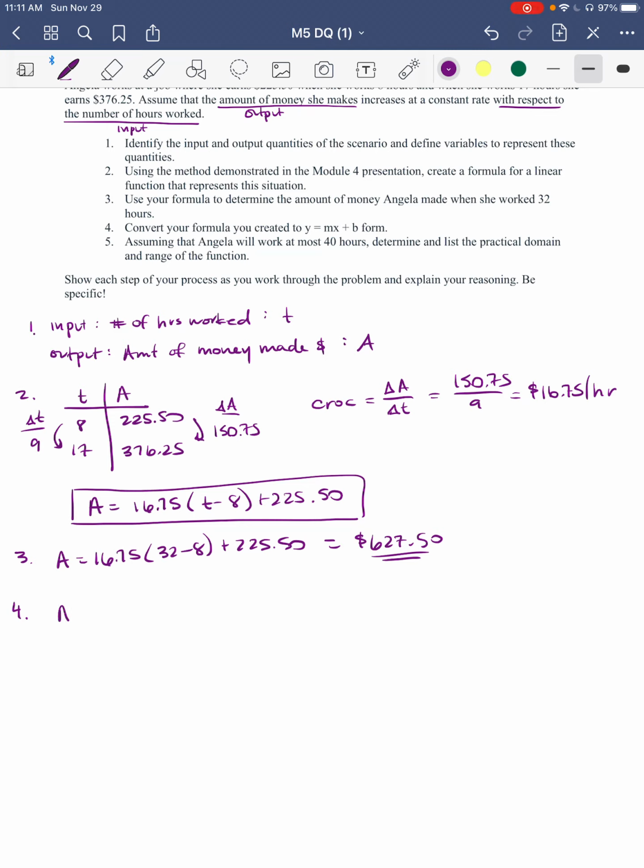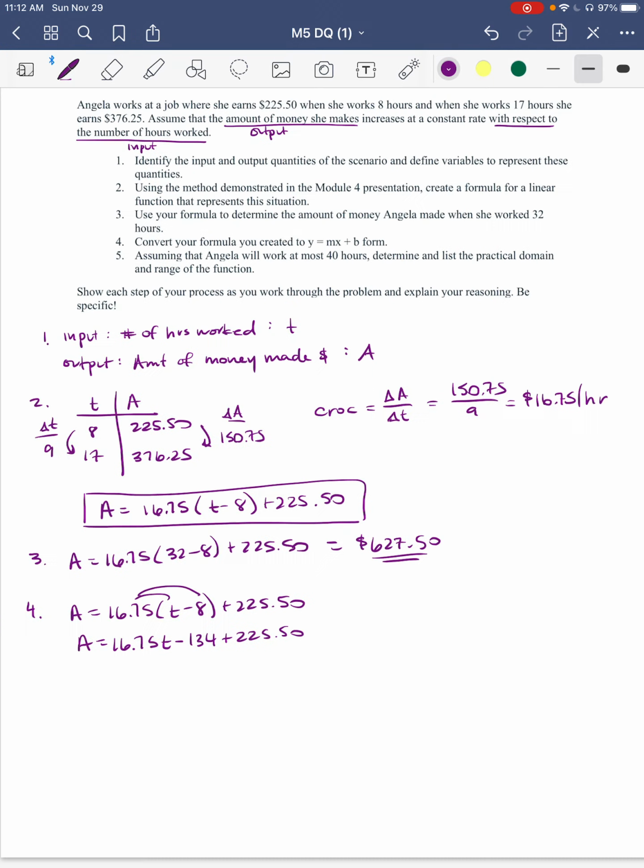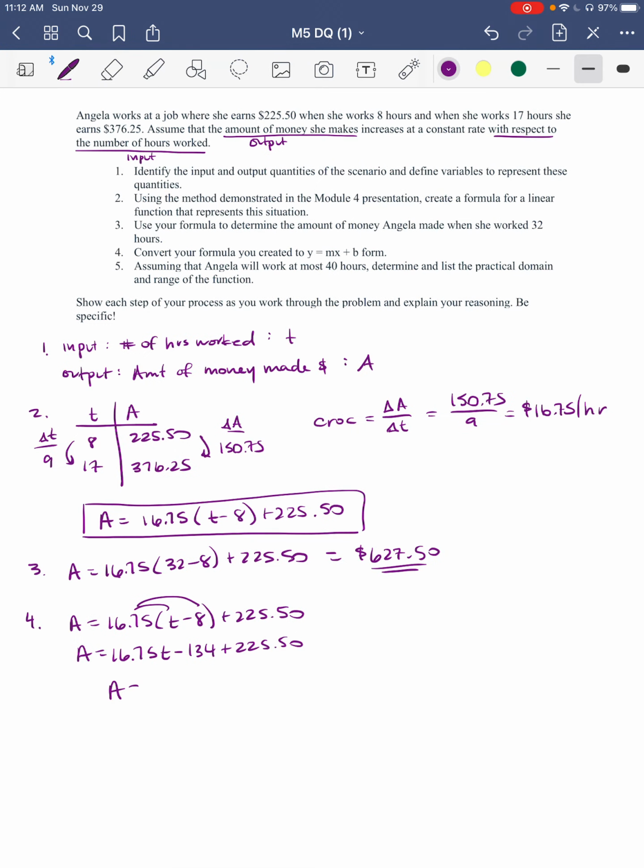Part 4 says to convert your formula you created to y equals mx plus b form. Probably the easiest way to do that is to distribute and combine like terms. So I'm going to distribute the 16.75 to both terms. So let me multiply that by 8. Don't forget your negative sign there. So minus 134 plus 225.50. So then I have to do the negative 134 plus 225.50. And so then I'm going to get A equals 16.75 T plus $91.50.